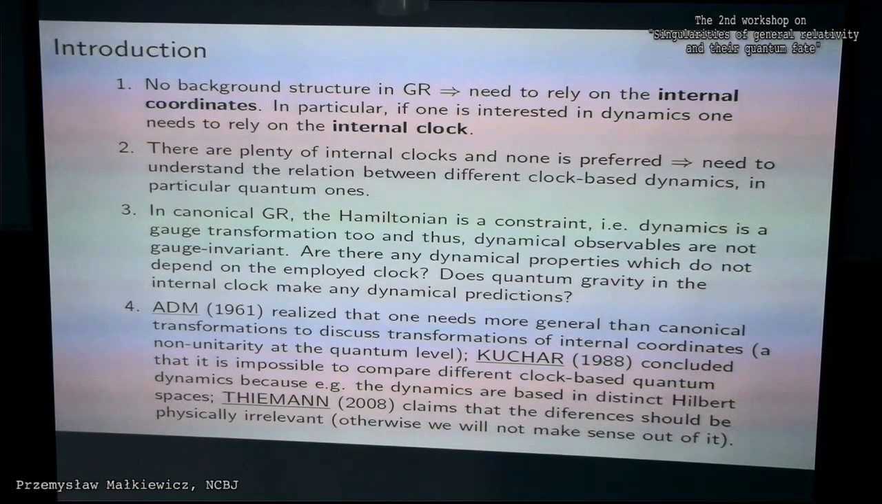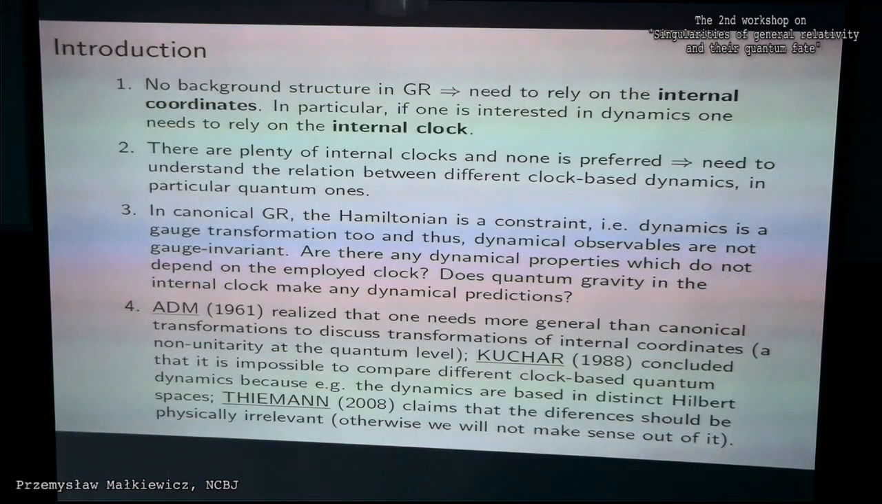The problem is that in canonical general relativity, the Hamiltonian is a constraint, and it means that dynamics is a gauge transformation as well, and these dynamical observables are not gauge invariant. So the question is, are there any dynamical properties which do not depend on gauge, which in this case means on the choice of internal clock? Or even put more strongly, does quantum gravity in internal clock make any dynamical predictions at all?